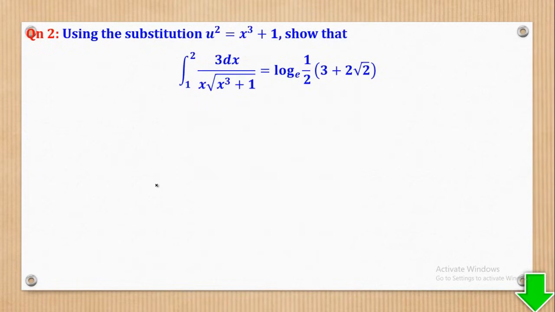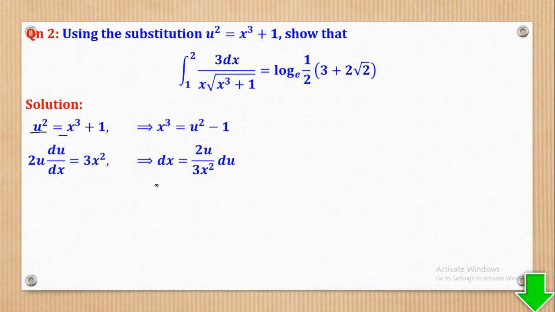Now I shall go to question 2, saying that using the substitution u squared equal to x cubed plus 1, show that this is equal to that. So we know that u squared is equal to x cubed plus 1, meaning that x cubed is equal to u squared minus 1. So differentiating both sides with respect to x, differentiating u squared will give me 2u du/dx, and differentiating this will give me 3x squared. Making dx the subject gives me 2u over 3x squared du.